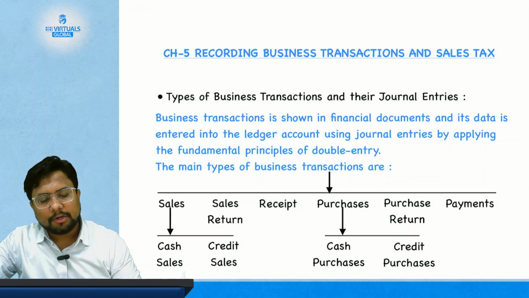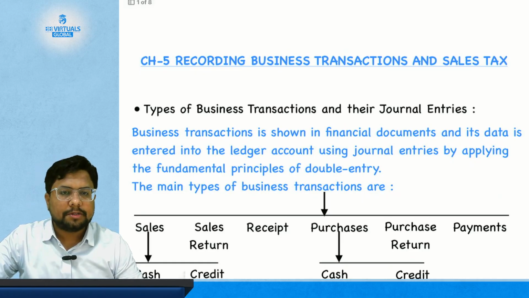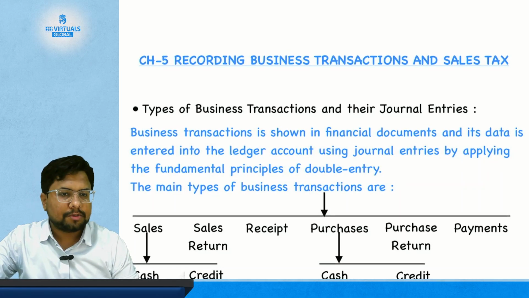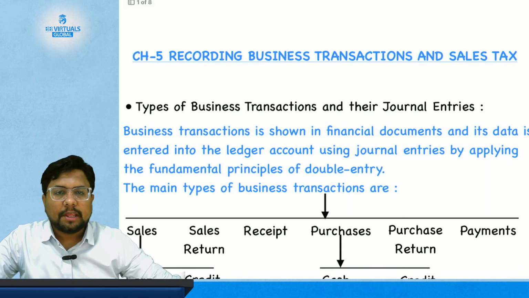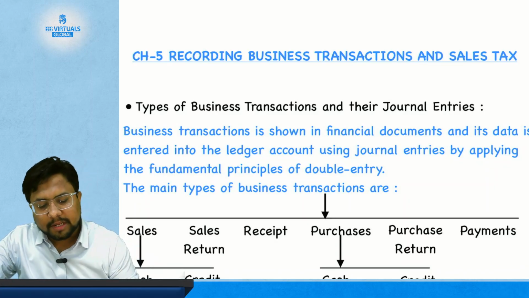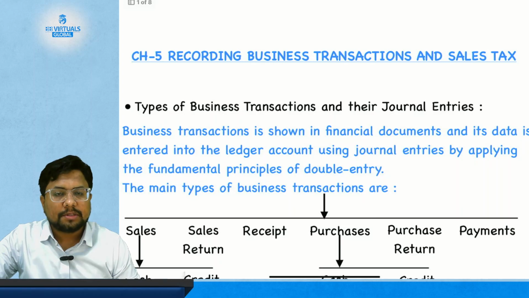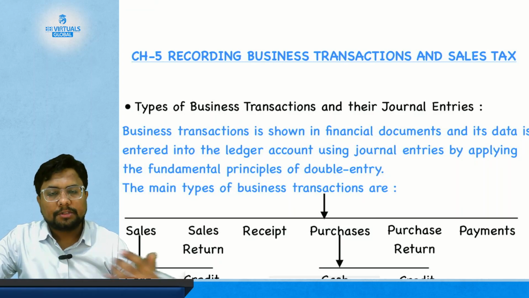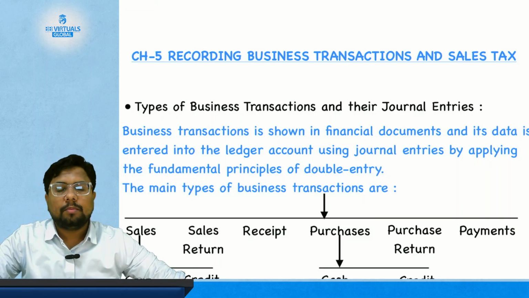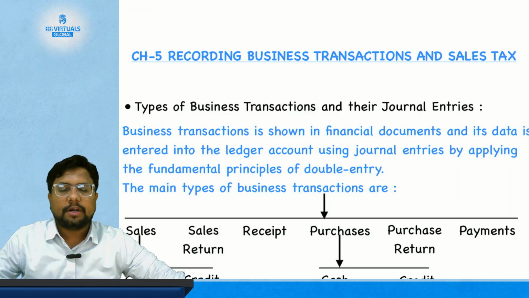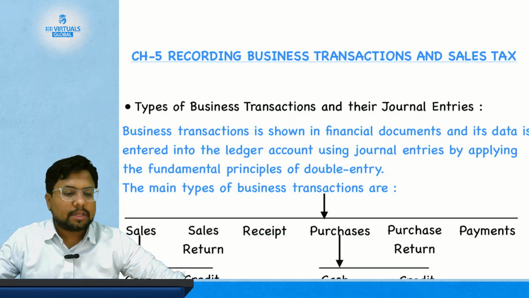In this class, we need to study our new chapter, that is chapter number 5, recording business transaction and sale tax. The name is recording business transaction and sale tax, but we will also study what is bank reconciliation statement and what is discount. And when it comes to discount, we will study both types of discount, that is trade discount and settlement discount. Settlement discount is also known as cash discount.